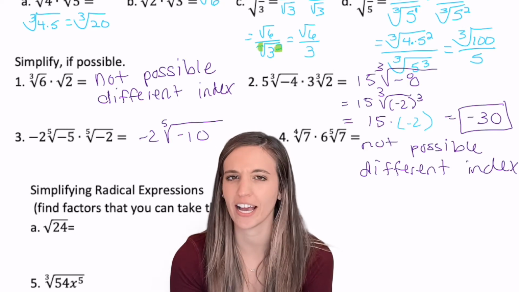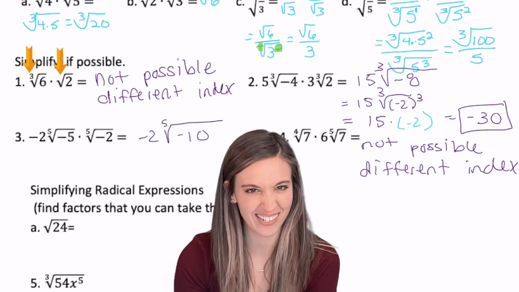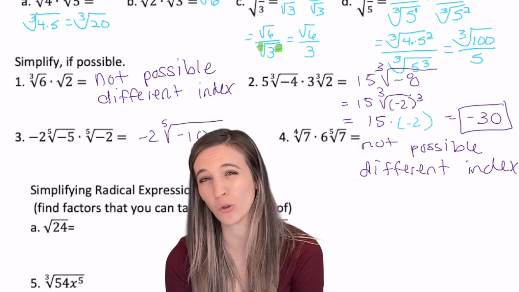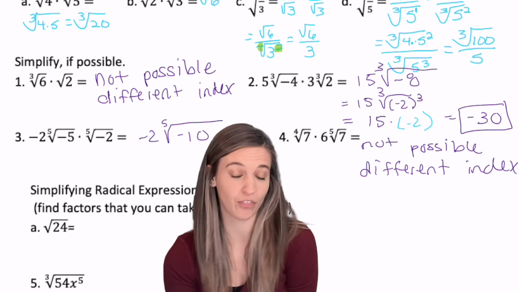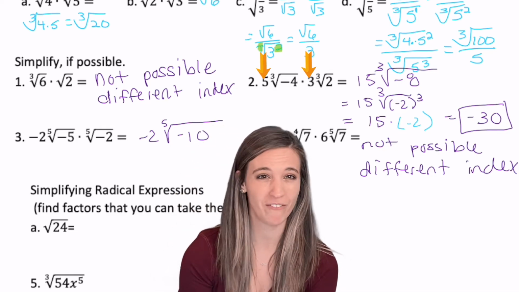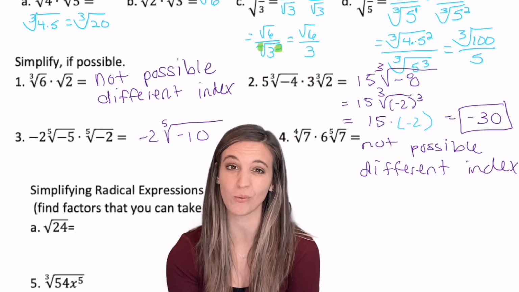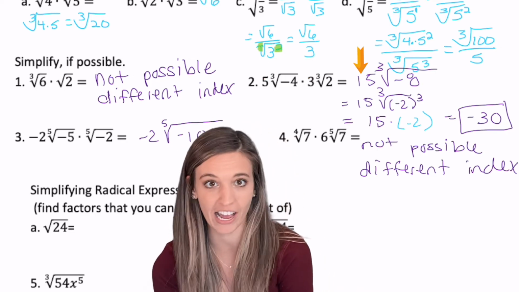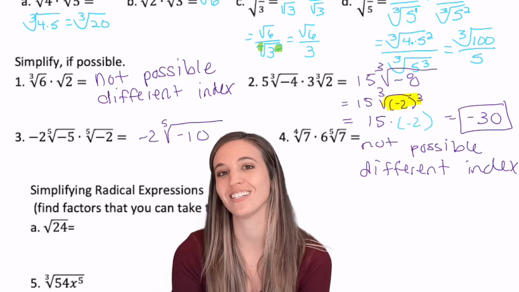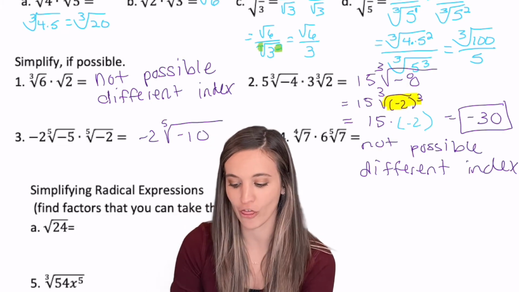Let's check your work and see how you did. Well, the first one had different indexes, so we knew not possible right away. As I look at number 2, when I multiplied the radicals together, I got the cube root of -8, no big deal, but they both had a coefficient in front of them, a 5 and a 3, so I can just multiply those as well and get 15 cube root of -8, and then I know that that's just -2, so 15 times -2 is -30.